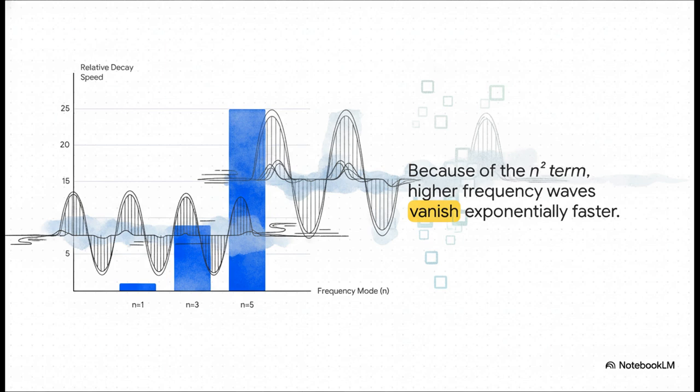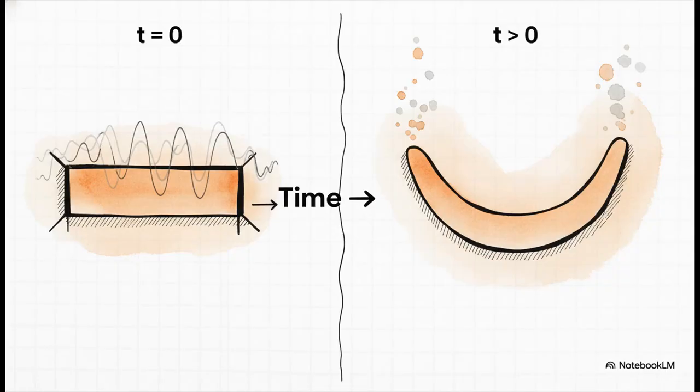The n equals 5 wave, a whopping 25 times faster. The higher the frequency, the more wiggly the wave, the faster it just disappears. It's not even close. So, what does this all mean?